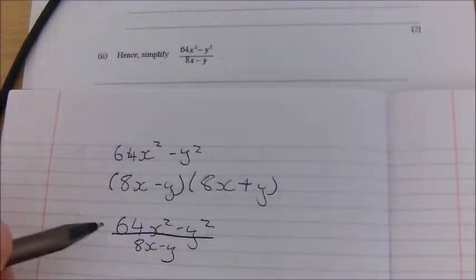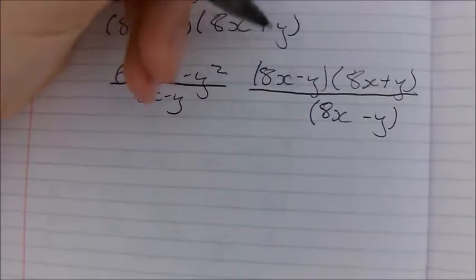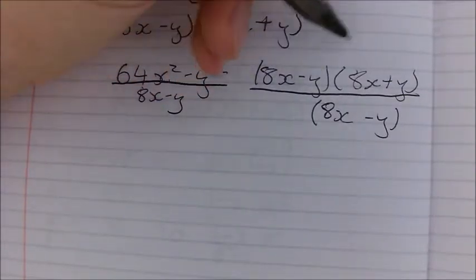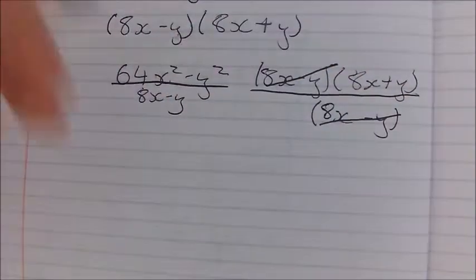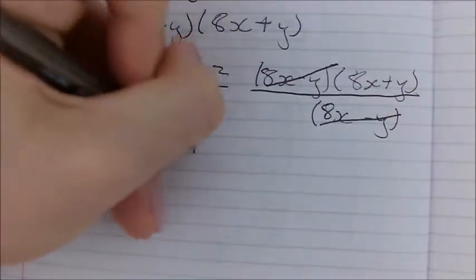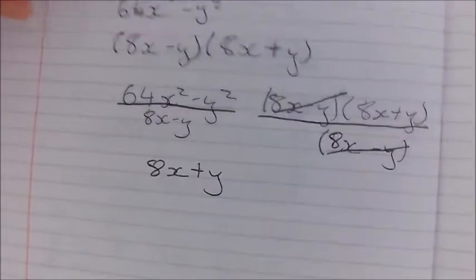And finally, part C is hence simplify 64x squared minus y squared all over 8x minus y. We've got that here, but we can rewrite 64x squared minus y squared into this, which is 8x minus y in brackets and 8x plus y in brackets. So if we look, we can see that 8x minus y is in the numerator and the denominator, so they'll cancel out. So all we've got left is 8x plus y on its own, and that simplified the question fully.